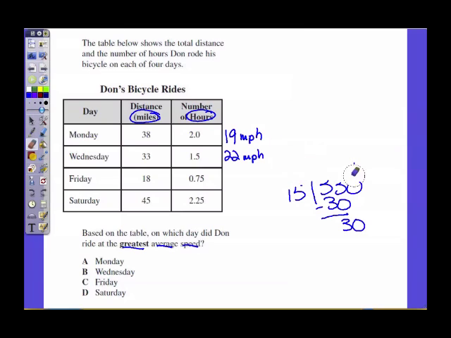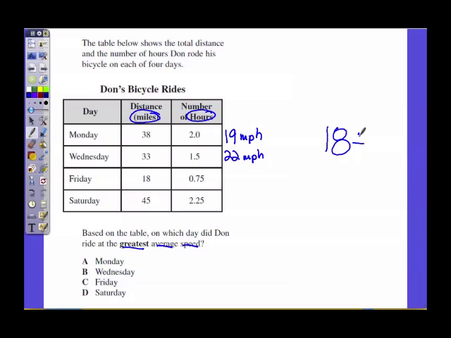Okay? So really all we're doing here is dividing the number of miles by the number of hours and finding his speed in miles per hour. Now the next one's a different case. We've got 18 divided by 0.75.